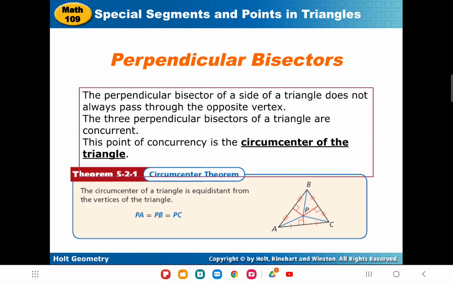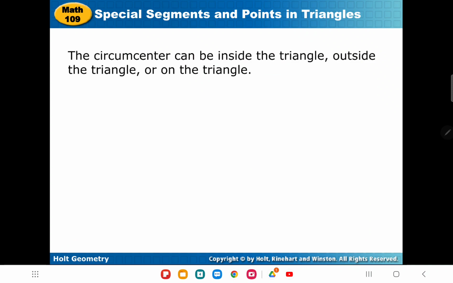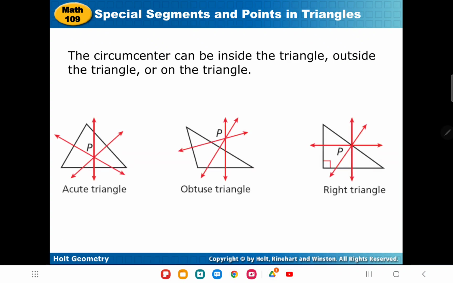The circumcenter is also notable for being the center of the circle that contains all three vertices of a triangle. Now, the circumcenter can be inside the triangle, outside the triangle, or on the triangle. Here's an acute triangle. The circumcenter is located inside the triangle. In the obtuse triangle, the circumcenter is located outside the triangle. And in a right triangle, the circumcenter is located on the hypotenuse.